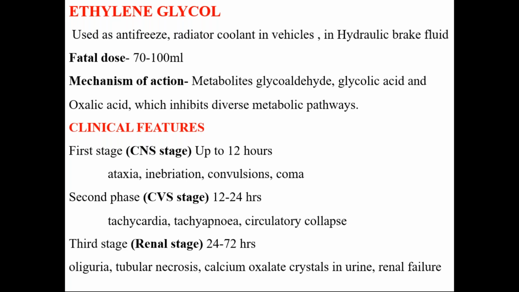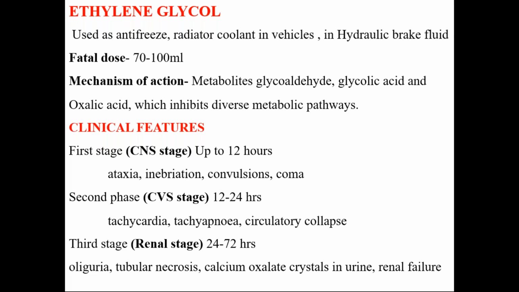where the metabolites are converted. This ethylene glycol is metabolized into glycoaldehyde, glycolic acid, and oxalic acid, which inhibit diverse metabolic pathways. So ethylene glycol on metabolism will convert into these three metabolites: glycoaldehyde, glycolic acid, and oxalic acid, which has various inhibitory action on different metabolic pathways.